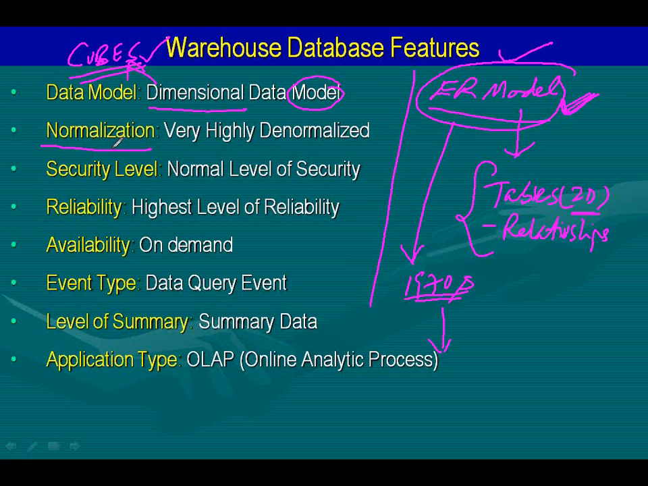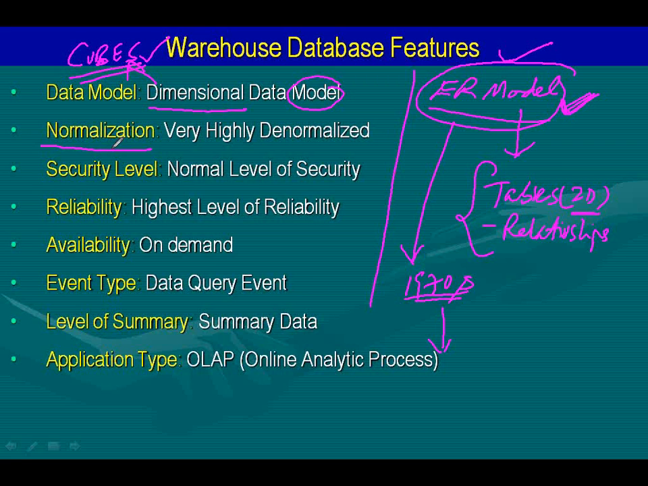So reliability is always required for any kind of database, to blindly believe the information given by the database. And the availability we know is on demand here, and that is online. High availability is required for a transactional database. And event type: data query events occur often, and their manipulation occurs often.